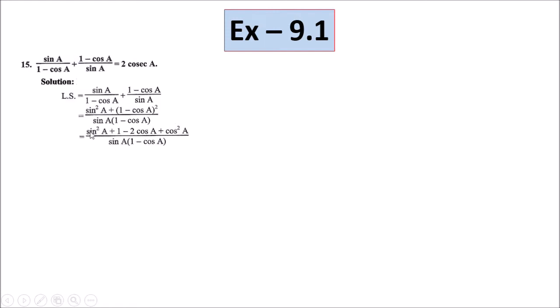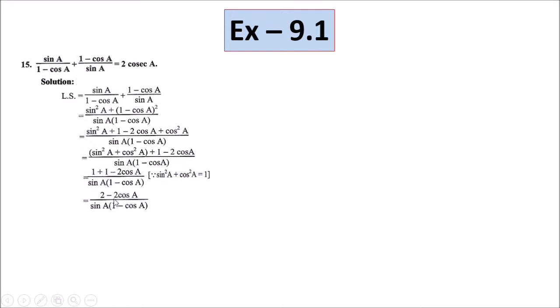In the next line, sin square is remaining, that plus is here, and I put the formula of a minus b whole square: a square minus 2ab plus b square. Here I am arranging sin square and cos square together in front, and the rest of the part is on the right side. So sin square a plus cos square a equal to 1, we know that, and the rest of the part is 1 minus 2 cos a. So 1 plus 1 equal to 2, and minus 2 cos a, and the denominator remains the same.